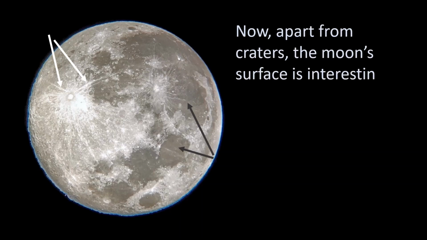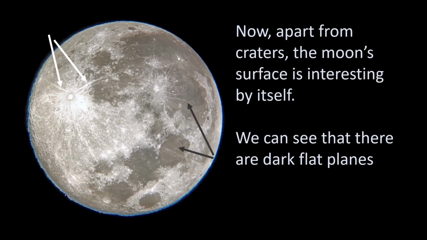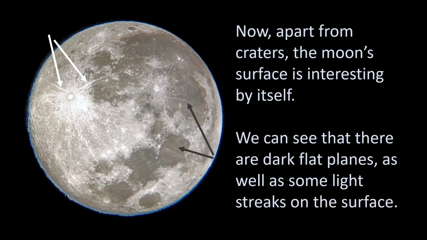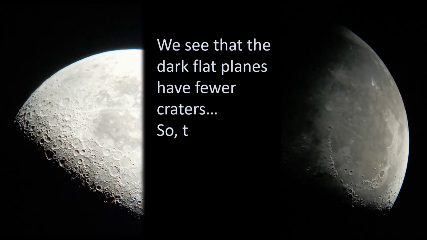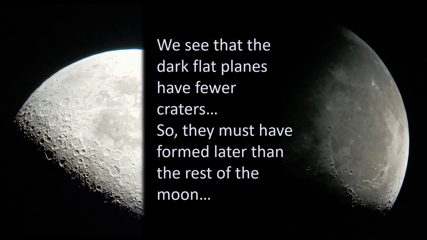Now, apart from craters, the moon's surface is interesting by itself. We can see that there are dark flat plains as well as some light streaks on the surface. We see that the dark flat plains have fewer craters, so they must have formed later than the rest of the moon.